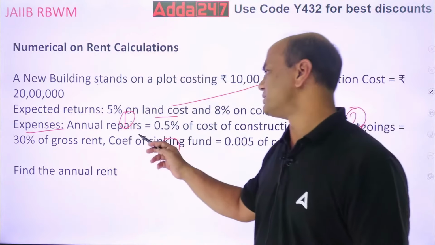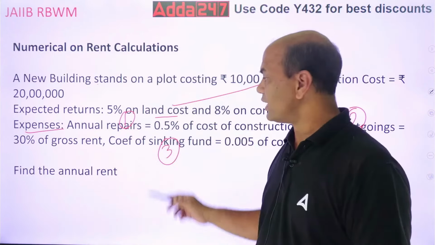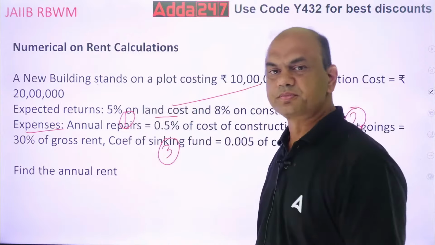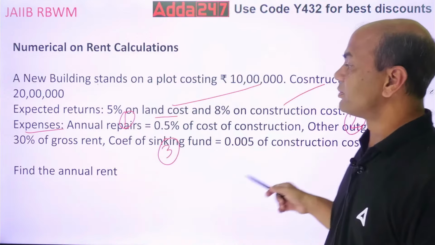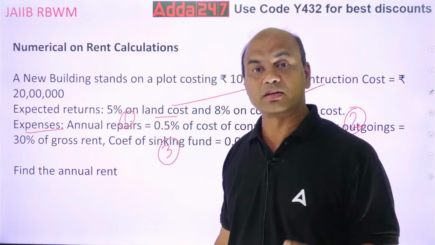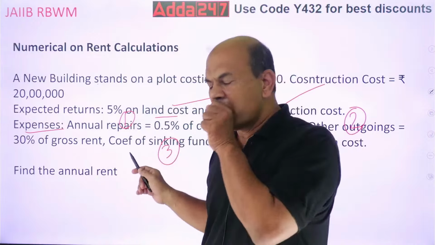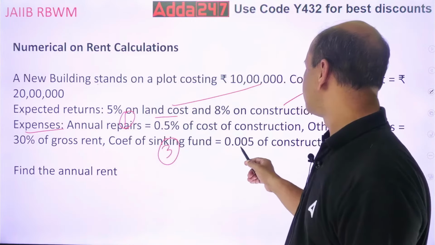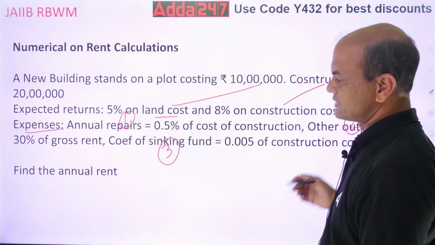Annual repairs are based on 0.5% of the cost of construction, which is 20 lakhs. Other outgoings are based on the gross rent, 30% of the rent. And the sinking fund is based on 0.0005 of construction cost, again 20 lakhs.